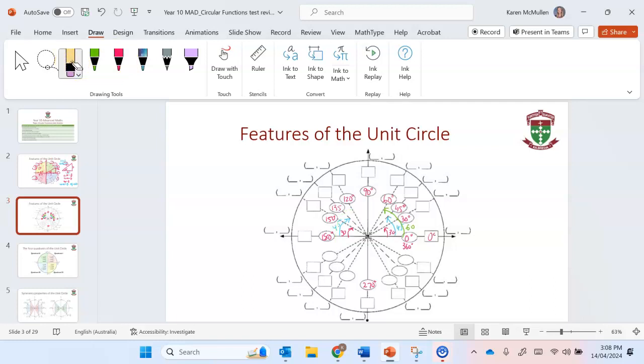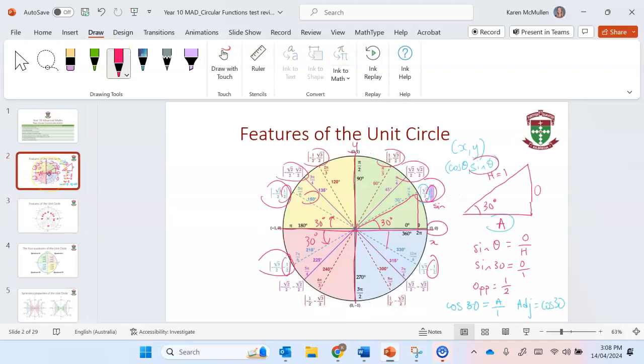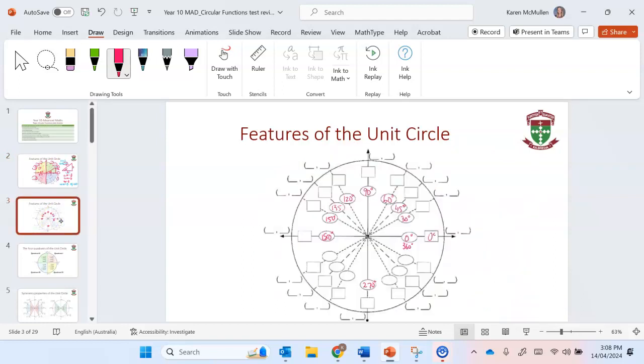Now, I want to get rid of that because I don't want it to be too messy with me writing all over it. You're probably thinking, well, why wouldn't I just have this? In your assessment, you're not going to have the unit circle. So you need to be able to fill in the blanks, basically. Some information will be given to you, but you need to fill in the unknown parts, the stuff that's been blanked out.